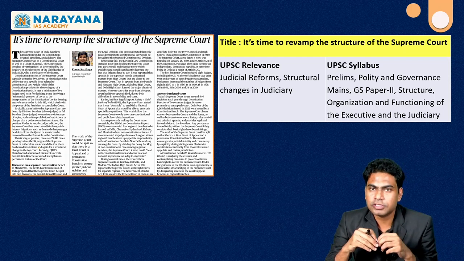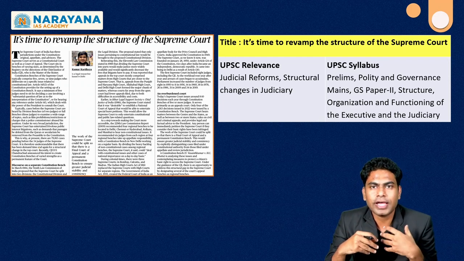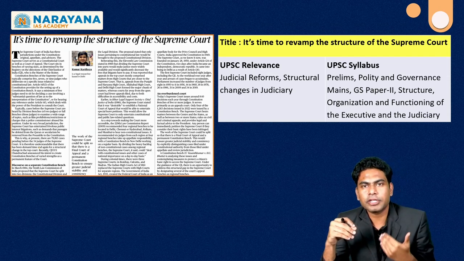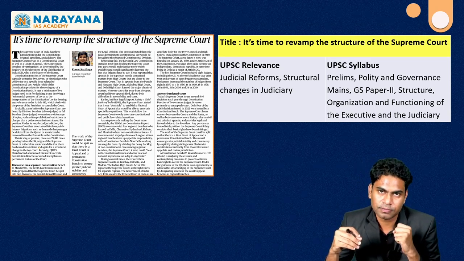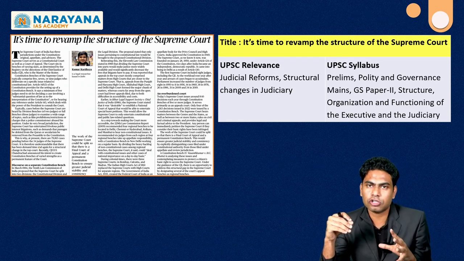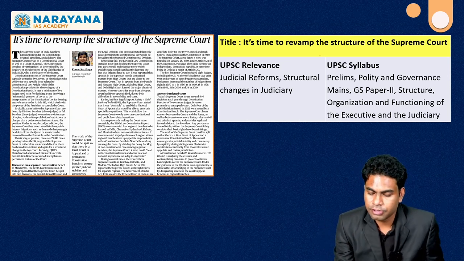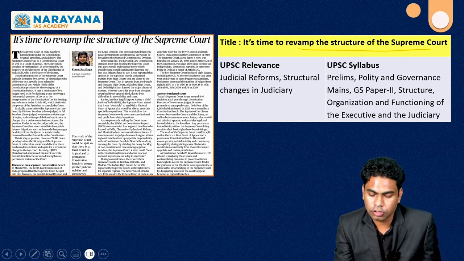In this article, we will see why there is a need for revamping the structure of the Supreme Court so as to deliver justice effectively and also improve the ability to see that the constitutional cases are dealt effectively. Because presently we are not dealing with the constitutional cases as they should have been. The title of the article is, It's Time to Revamp the Structure of the Supreme Court.